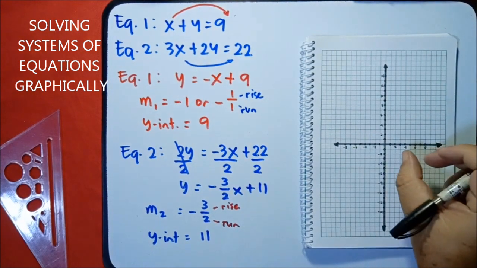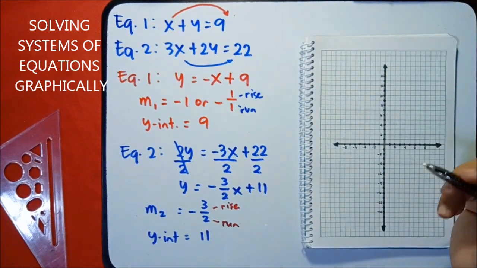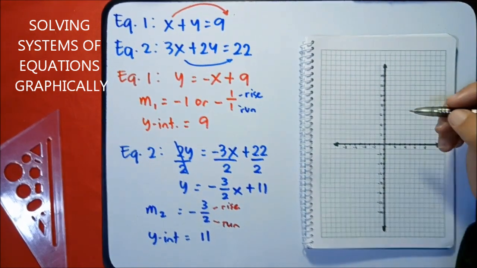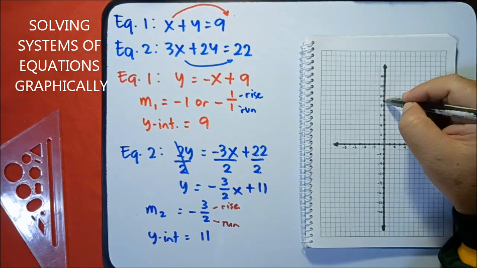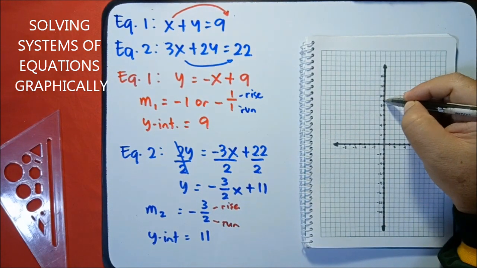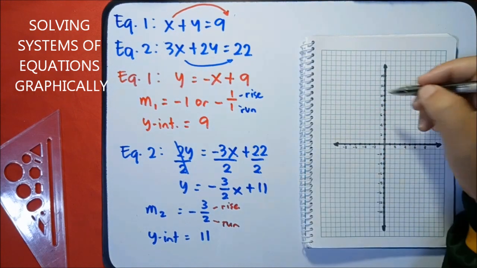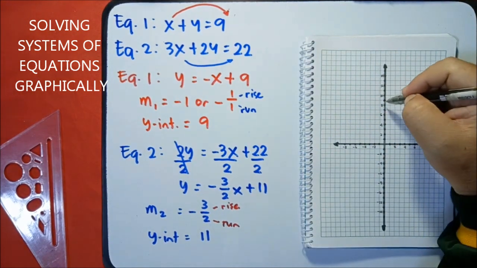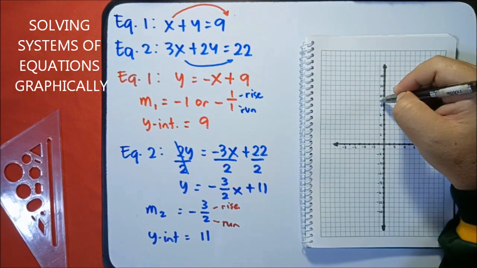As long as the spaces are equal. Okay, so the y-intercept is 9. Then your slope, your run is 1. The slope is negative, so expect this to be going downward. So 9, 1. Then the rise is 1. So here is your second point.